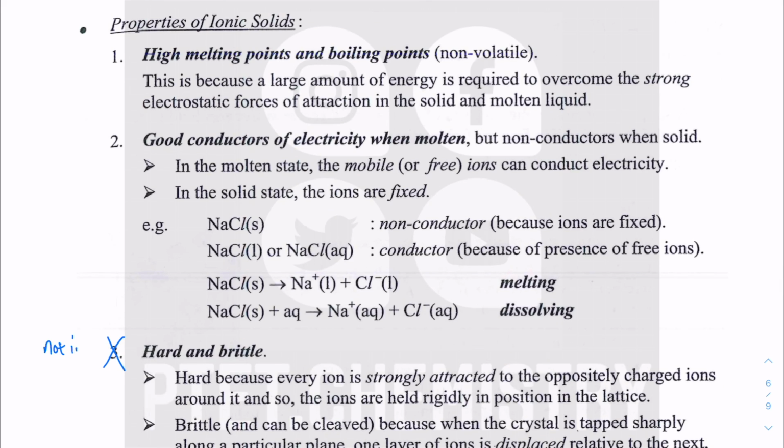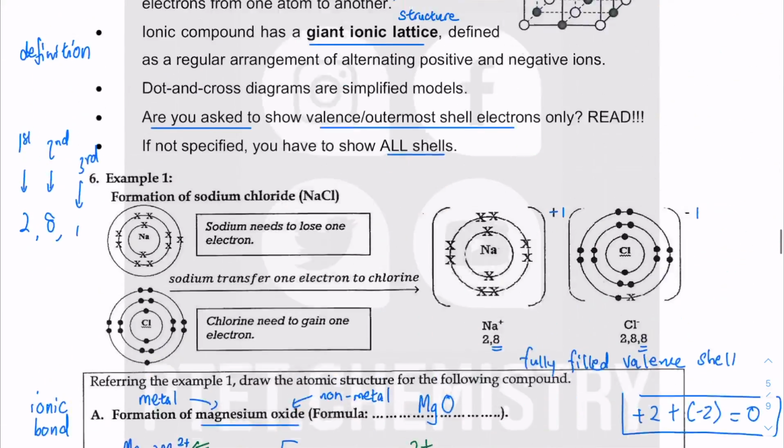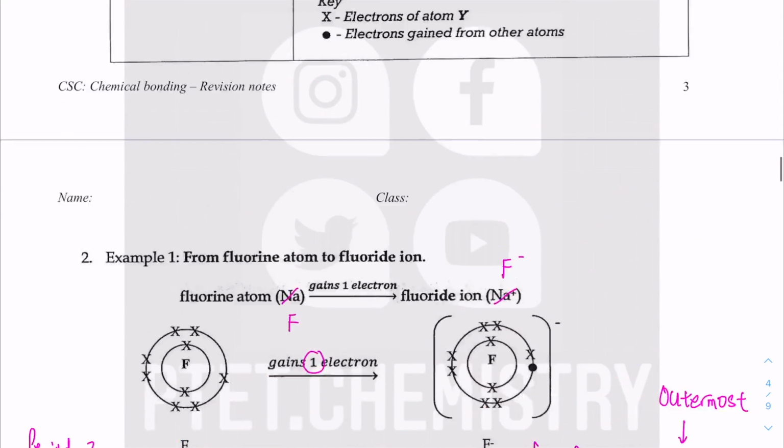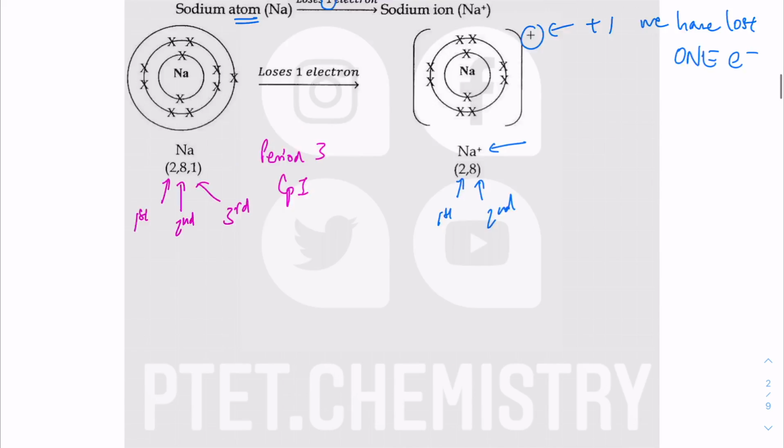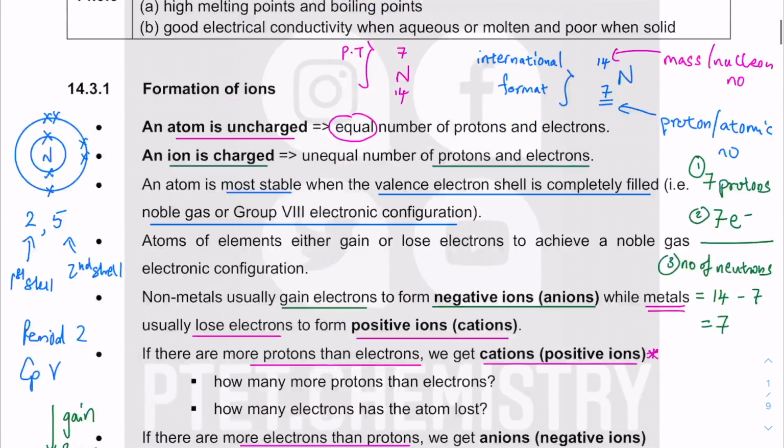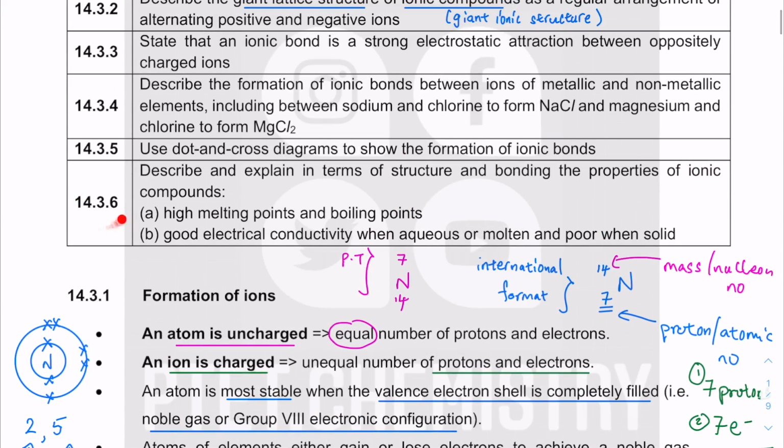this one is not in your syllabus. This is not in the 5129 syllabus for the combined science. Typically, this is also not in any other integrated science or combined science or double science syllabus for many other chemistry curriculum as well, because you always have to go back to your syllabus. And in this part of the syllabus, 14.3.6, Cambridge specifically say describe and explain in terms of structure.